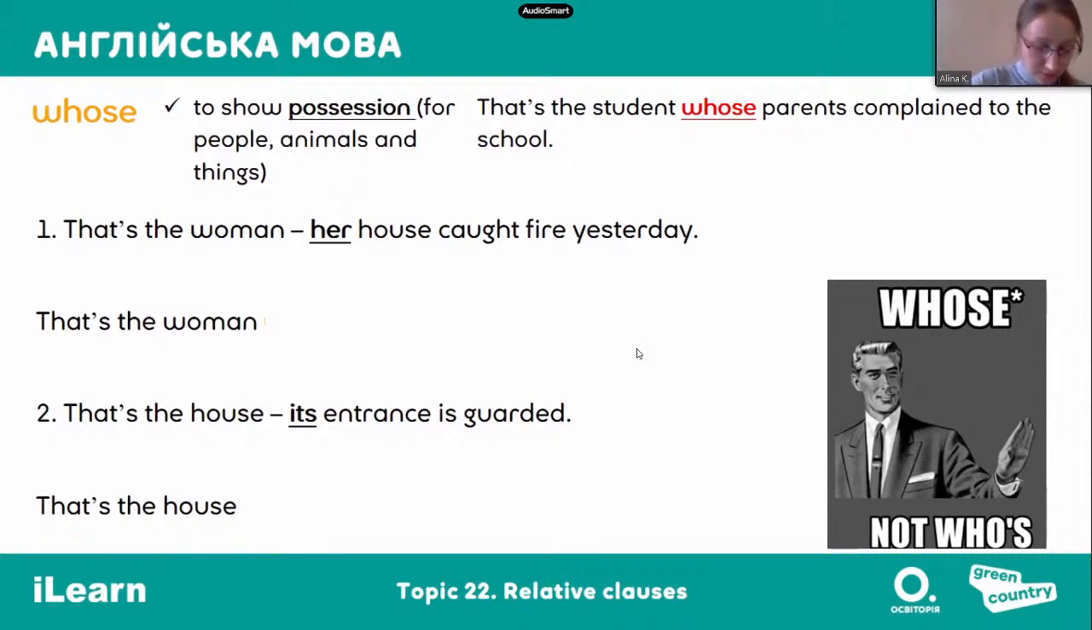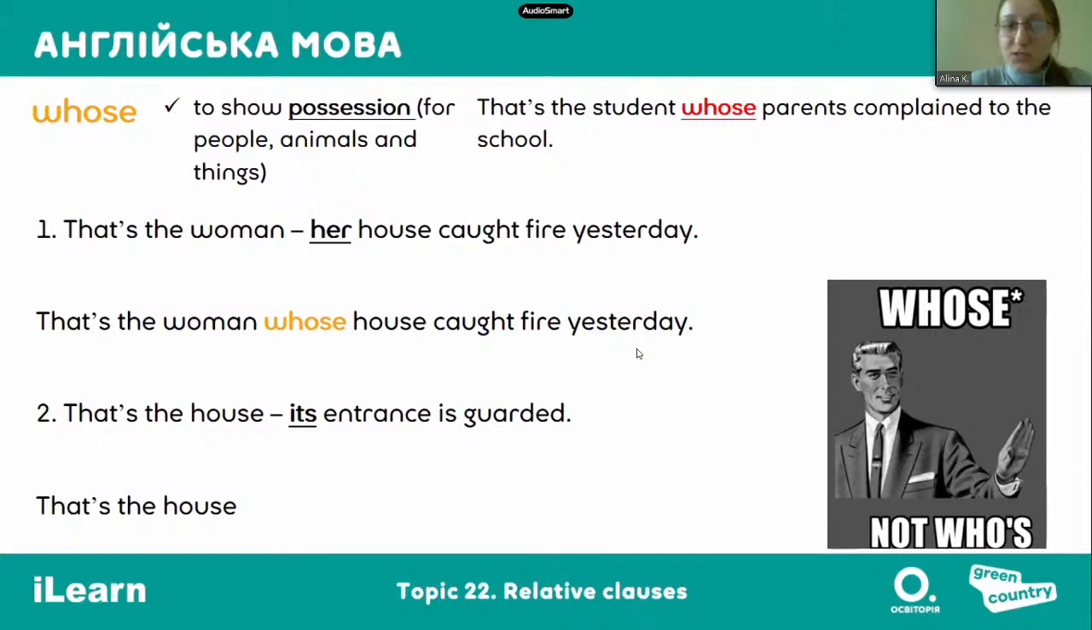That is the woman. Then we need to put the relative pronoun. And then that will be whose house caught fire yesterday. So you can see that we can simply substitute her, yes, with whose, and it will be completely the same.